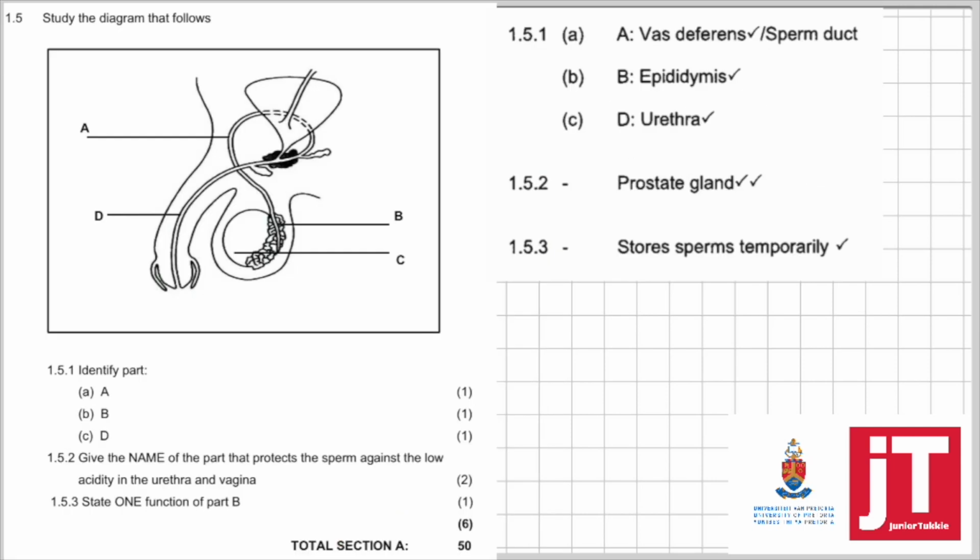1.5. Study the diagram that follows. 1.5.1. Identify part A. Part A, if you look, is the tube that goes past the three glands. So that is the vas deferens or the sperm duct.